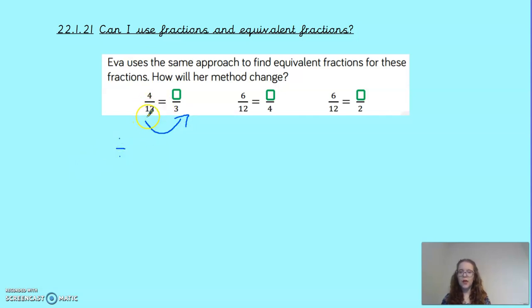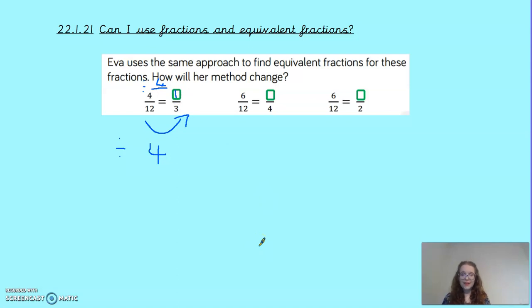So what did we divide 12 by to get to 3? How did we get from 12 to 3? We had to divide by 4. So if we divided our 12 by 4 and got 3, what do we need to do with our 4? We also need to divide it by 4. So what's 4 divided by 4? Nice and easy. You should be shouting this at me. It is 1.